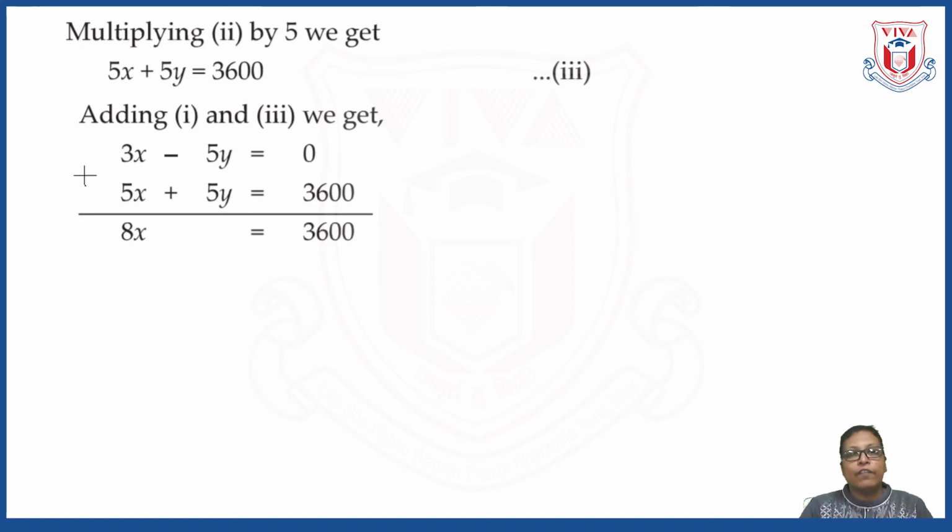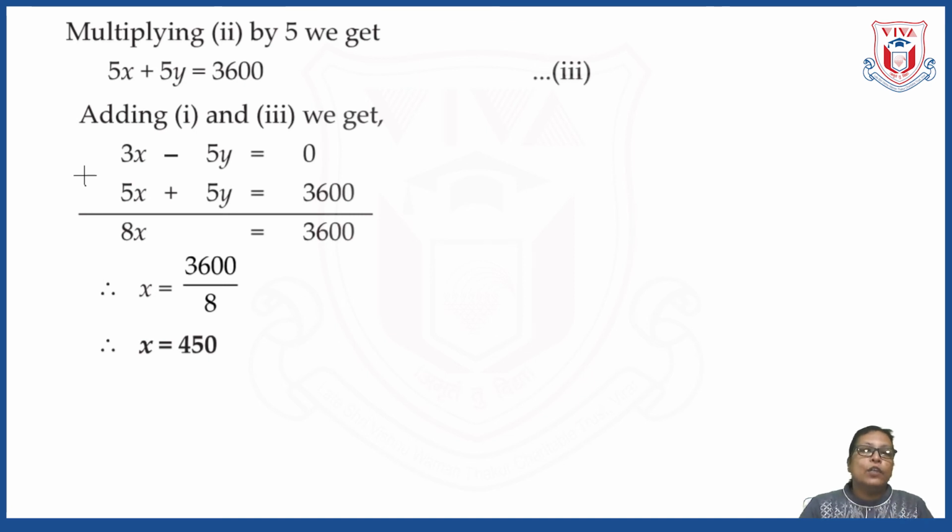So, plus 5y and minus 5y will get cancelled and 3x plus 5x is equal to 8x. And on the right hand side, 0 plus 3600 is equal to 3600. So, you get x is equal to 3600 divided by 8, that is 450. So, the value of x is known to us.